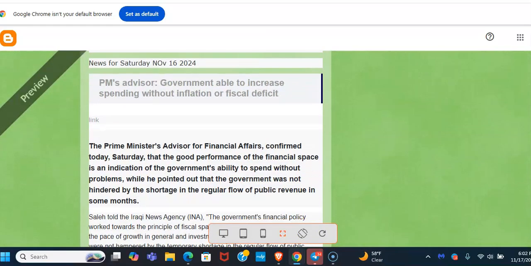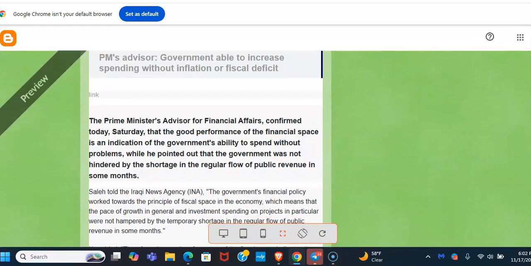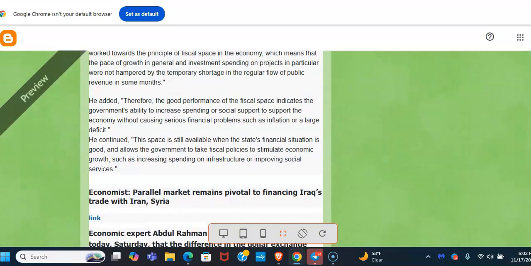All right, so now these articles we're going to quickly go over are from yesterday. So the government, Mohammed Saleh, he came out, and this was an article they kind of wanted the citizens to see. It was in a couple of different places. Mohammed Saleh: government able to increase spending without inflation or fiscal deficit. So I'm wondering, you can read it there, what he says, blah, blah, blah, right?